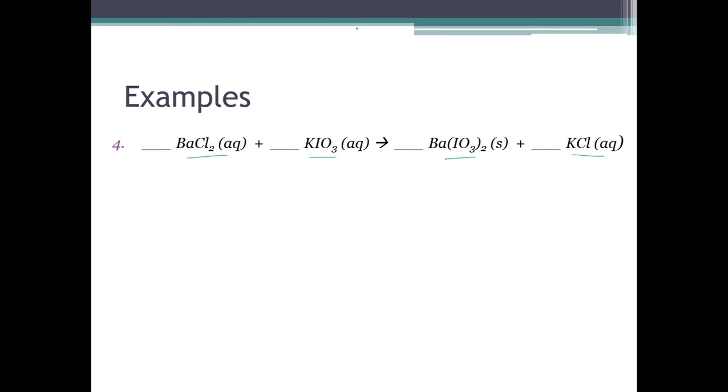So once again, it's going to be one of our replacements, either a single or a double. Nowhere in this reaction do you see one single element by itself. Here is a compound, and a compound, and a compound, and a compound. We've essentially just had our chloride and our iodate swapping places. And if we've got two things trading places, that's going to be not a single, but a double replacement.